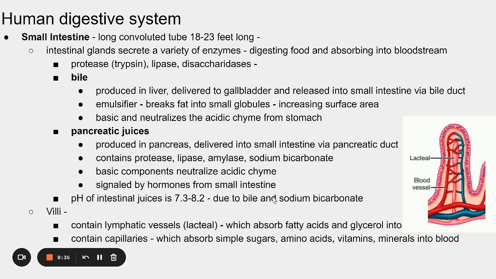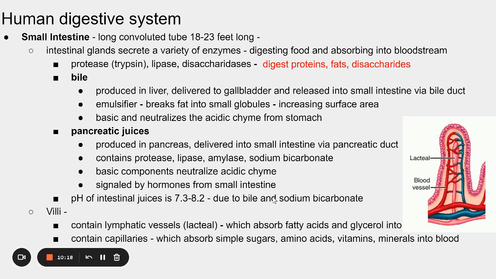And as the food makes its way over this 20-foot journey through the small intestine, more enzymes are added to further digest the food. Again, proteases, lipases, enzymes that break down all the different classes of large molecules. And one of those substances that's produced in our body is called bile. Bile's produced in the liver, and it's delivered to the gallbladder where it's stored, and then it's squirted into the small intestine a little bit at a time once it's needed.